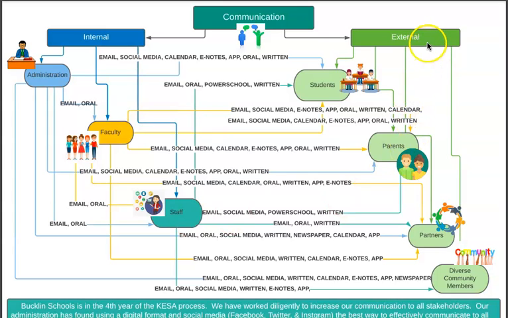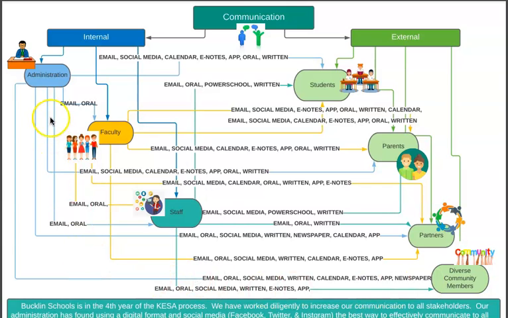The next was the external, which is dealing with students, their parents, the partners that we have in the community, and our diverse community members. So I chose to put them in different colors, and as you can see, the lines are talking about how they communicate with each of those other members in the community.